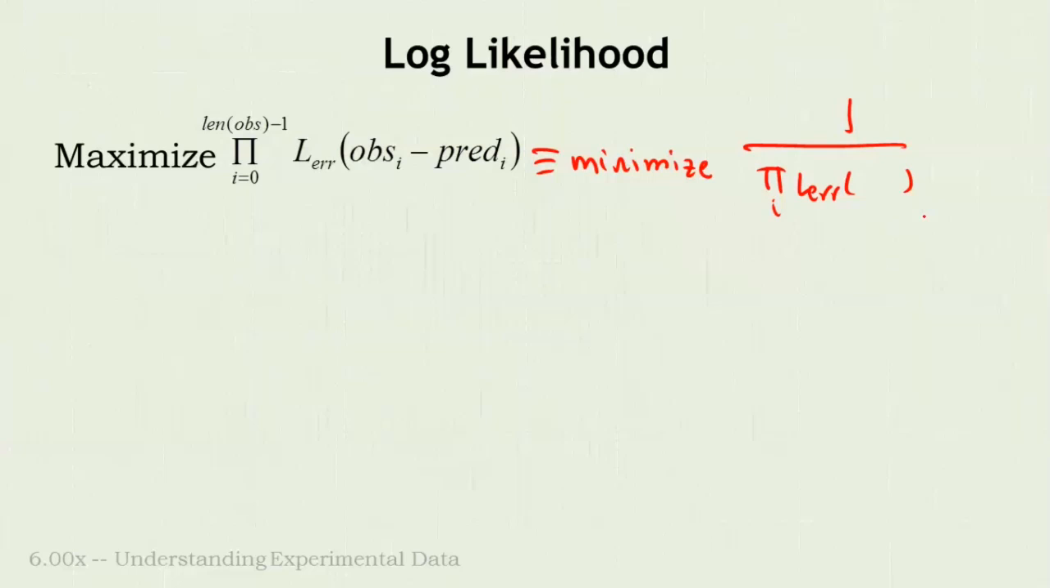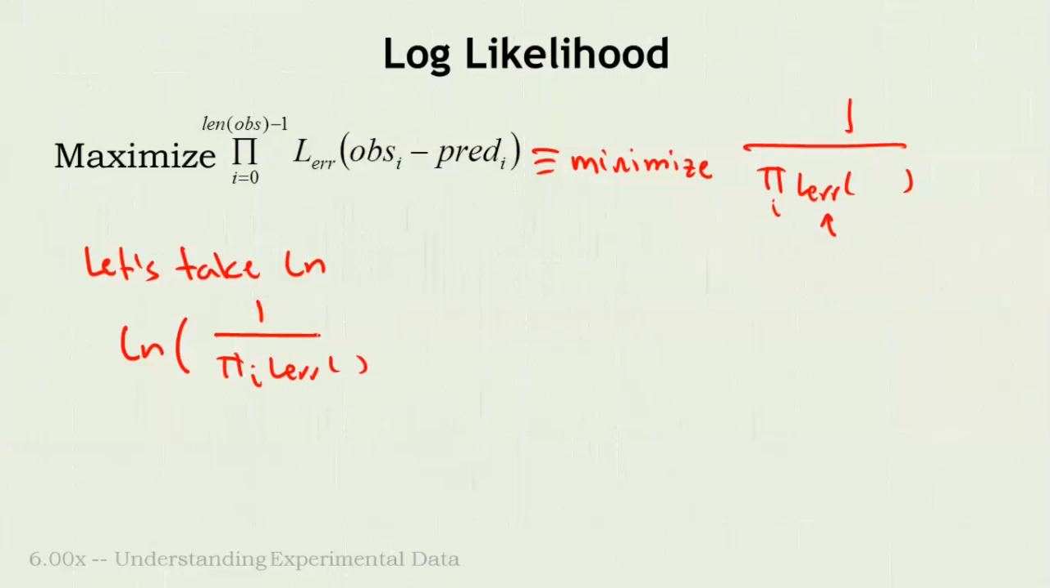let's work on that a little bit. Let's actually start by taking the log. It turns out that whatever parameters minimize the 1 over the product will also minimize the log of that expression. So let's take the natural log, ln. And so the natural log of 1 over this product: the natural log of 1 over something is minus the natural log of the product, and the log of the product is the sum of the logs.